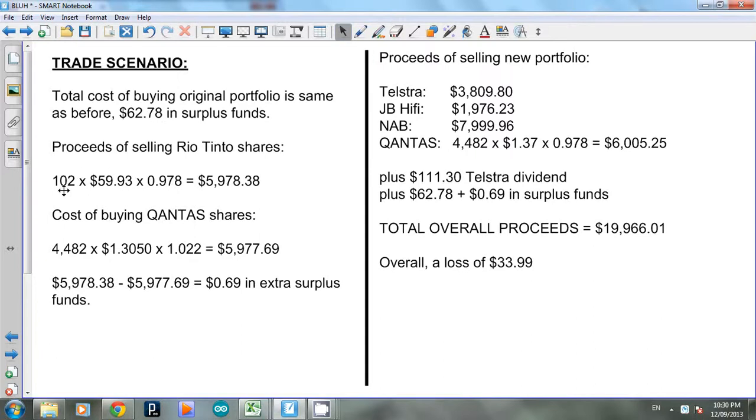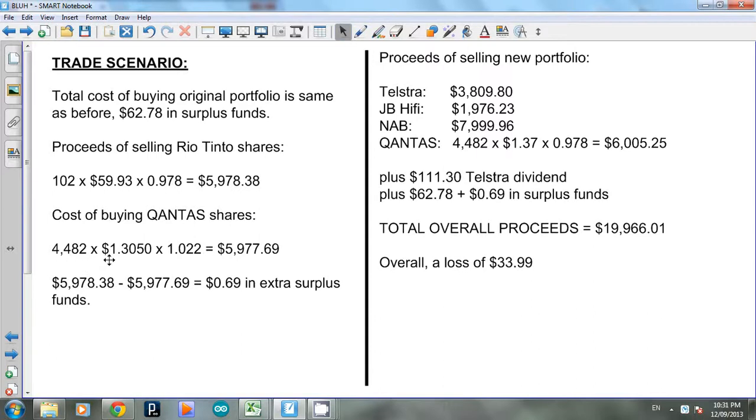So I had 102 shares in that company, they were selling for $59.93 on that day. Multiply that by 0.978 to factor in brokerage and GST, and that gives me proceeds of $5,978. Now, you might have seen in the previous video, I worked out from that amount of money I could buy 4,482 shares in Qantas.